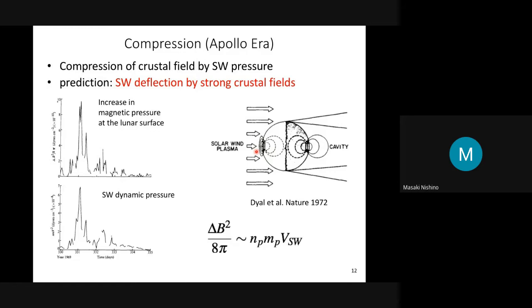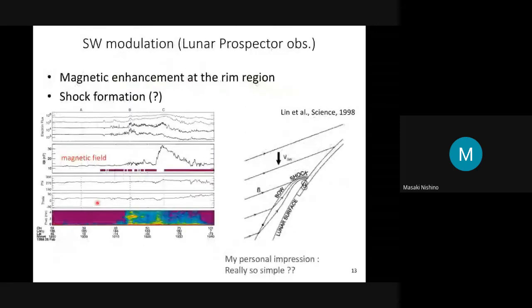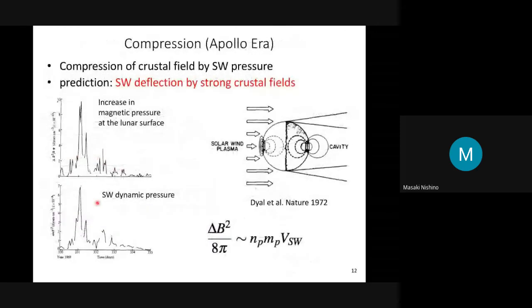Anyway, at that time, very strong solar wind dynamic pressure seemed to play a very important role in such an interaction. And actually, this was a measurement by a magnetometer at the lunar surface.